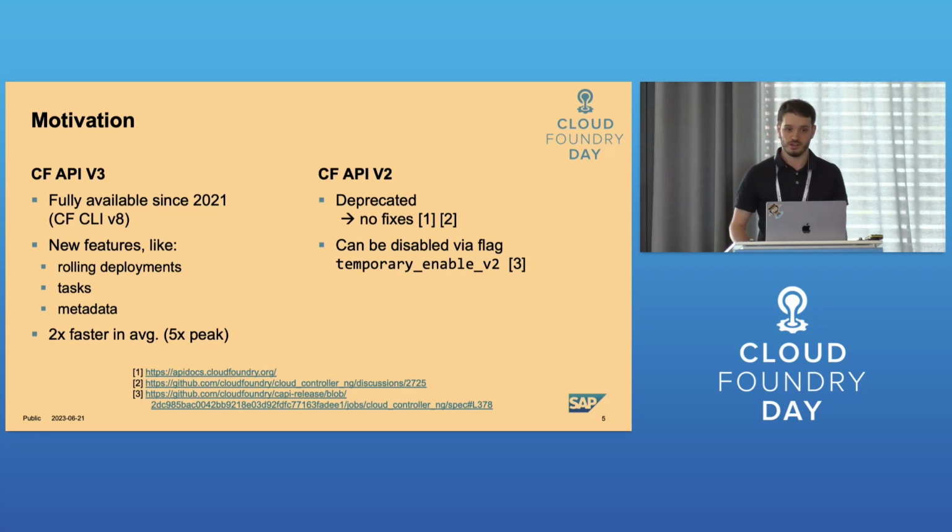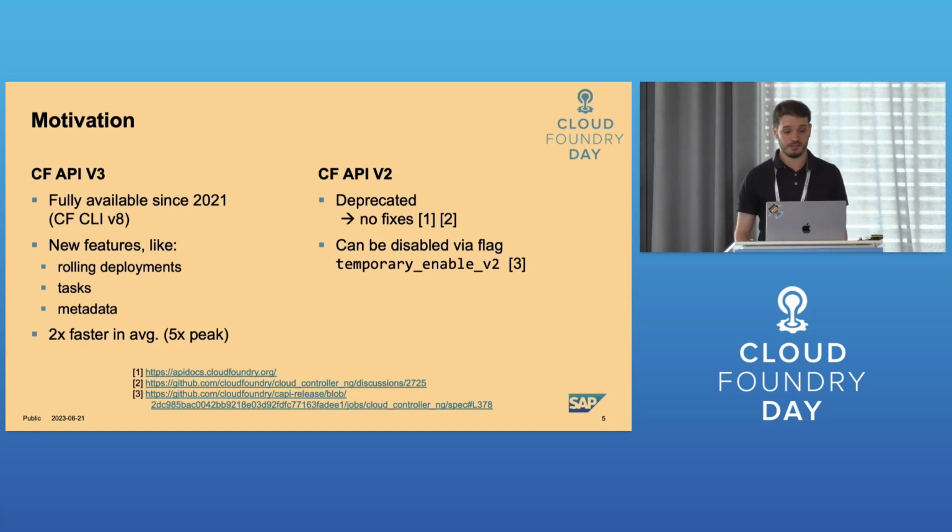Okay, so what is the motivation behind ramping down the v2 API? I mean, you already saw the chart. We were able to drastically reduce the number of CF API VMs, but let's go a step back and first look at the different API versions. So the CF API v3 is available since basically February 2021. You can say it's fully available with the release of CF CLI version 8, which exclusively uses the v3 API, and this was released in summer of 2021, so almost 2 years ago.